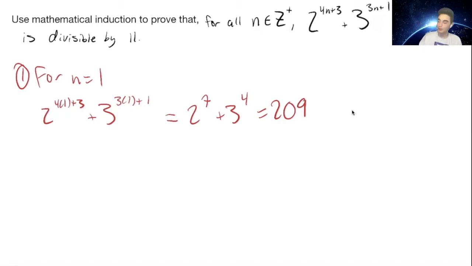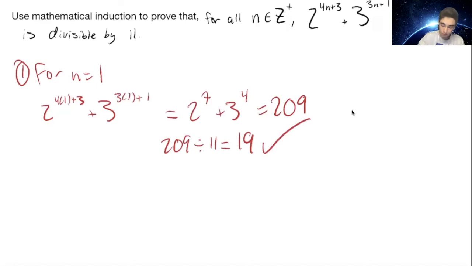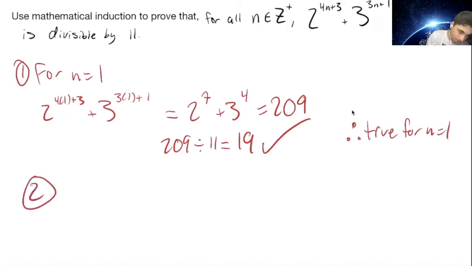Yep, 209. So we divide 209 by 11, because that's all we're trying to prove, that it's divisible by 11. Yes, 209 divided by 11 is 19. Therefore, put a check mark if you want. Therefore, true for n equals 1. Step number 1, complete.